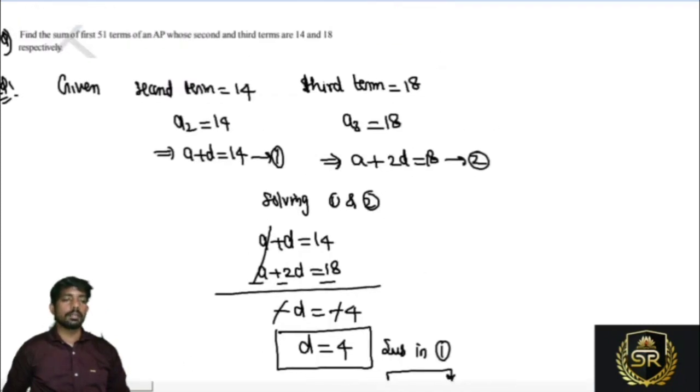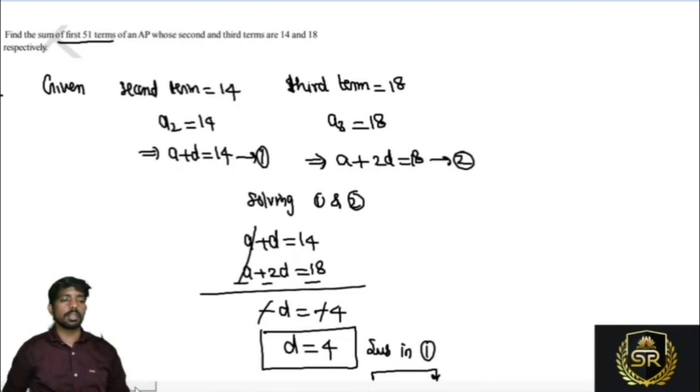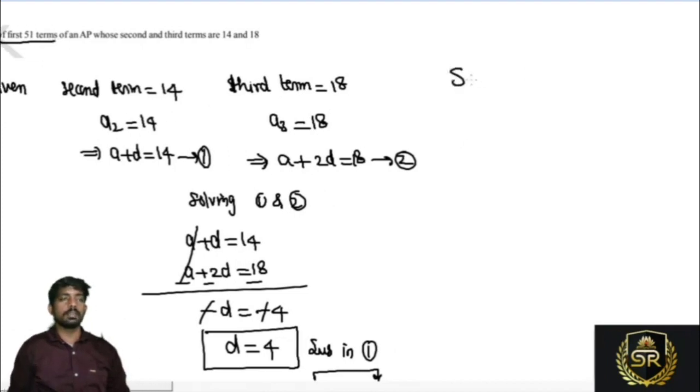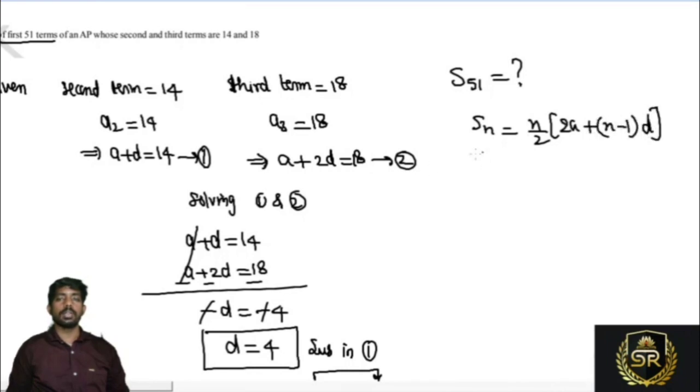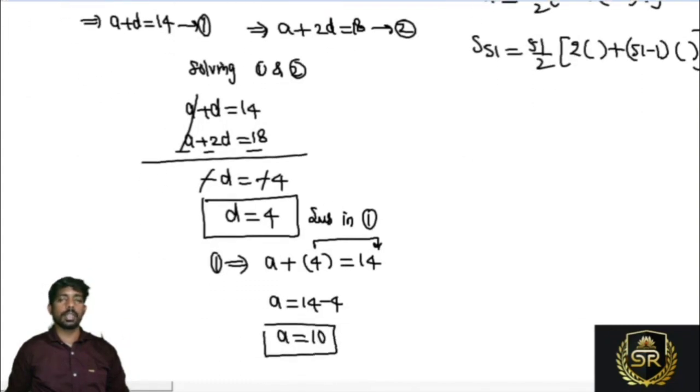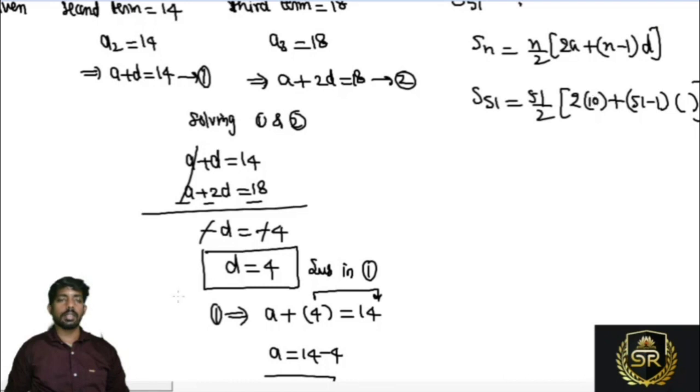And what is asked here? Sum of first 51 terms is asked. That means S51 is asked. We know Sn is equal to n by 2 into 2A plus n minus 1 into D. So using this formula, in the place of n, substitute 51. S51 is equal to 51 by 2 into 2A plus 51 minus 1 into D. In the place of A we substitute 10, and D is 4. So simplify it.